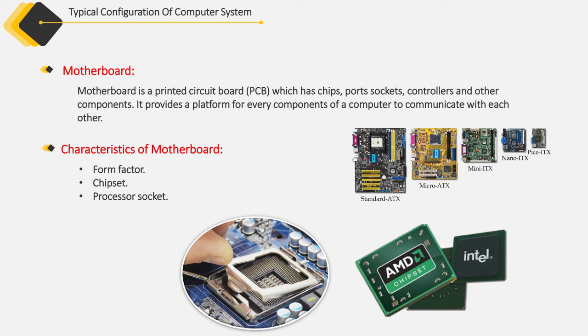Characteristics of motherboard. So there are mainly three characteristics: form factor, chipset, and processor socket. So form factor. Motherboards differ in size, shape, position of mounting holes, power supply connector type, and port types and locations. Together, these differences define the form factor of the motherboard.